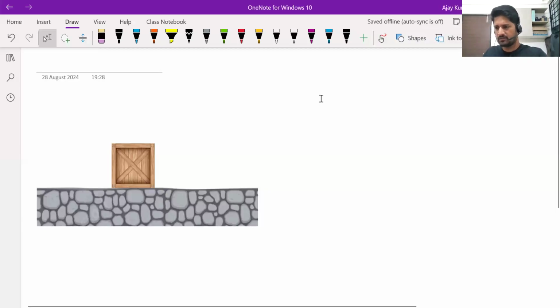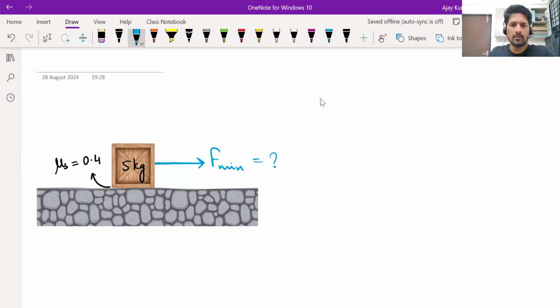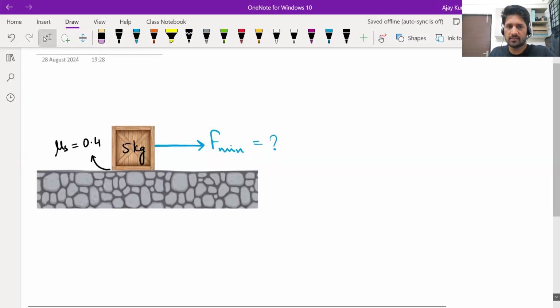Today's class will bring kinetic friction also into the picture. So let's say this is a block of mass, suppose 5 kg, and the coefficient of static friction between the block and the ground is 0.4. Tell me, what is the minimum horizontal force required to slide this block?